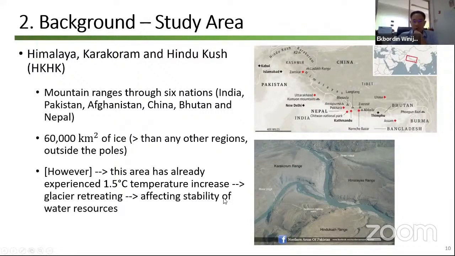However, the problem is that this area has already experienced a 1.5 degree temperature increase. So it has also experienced glacier retreat, and this also affects the stability of the water resource in this location.